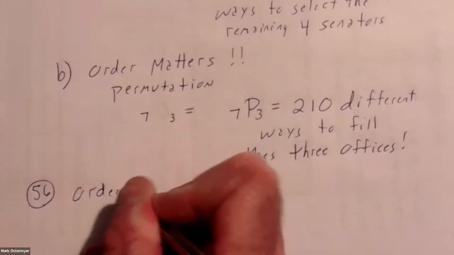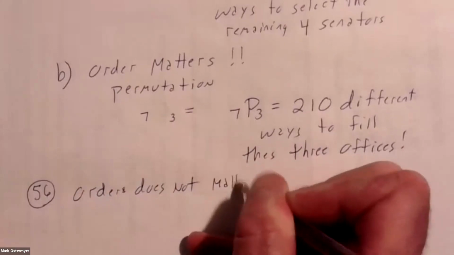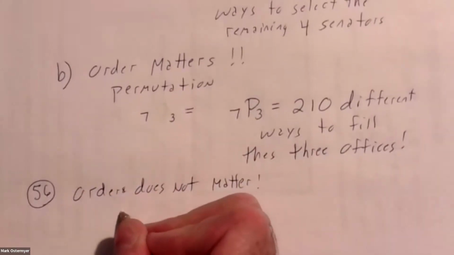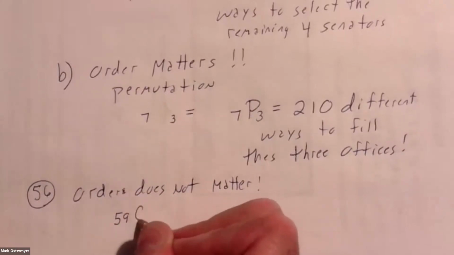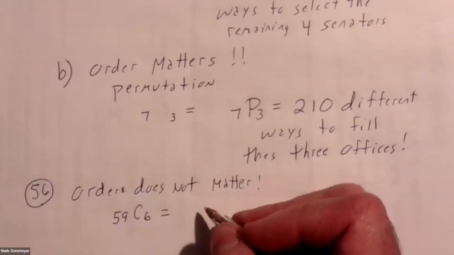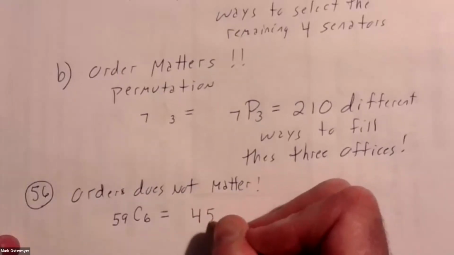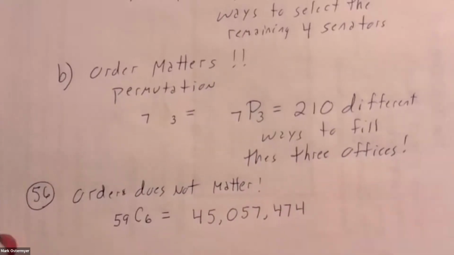So order does not matter. Therefore, the number of ways that you could form a 6-digit ticket would be 59 choose 6, or 59 in combination with 6. Let's go dial it up. Go get that function to see what it is. Just as I suspected, a horrendously large number. There's 45,057,474 different 6-digit tickets, ladies and gentlemen.